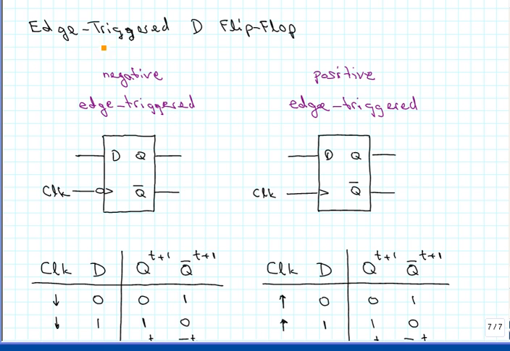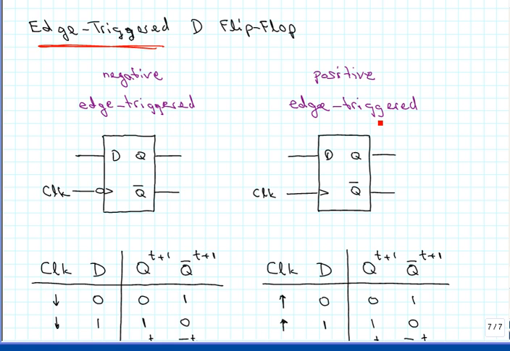So here are the graphic symbols for edge-triggered D flip-flops. So the key thing here is the edge triggering rather than the level triggering. And the nice thing about edge triggering is that the edge is a very definitive point in time, whereas a level is not any particular point in time. It's a point in amplitude, but not in time. So we can have both negative edge-triggered D flip-flop, like we have seen in the previous slide, or we could have a positive edge-triggered flip-flop.